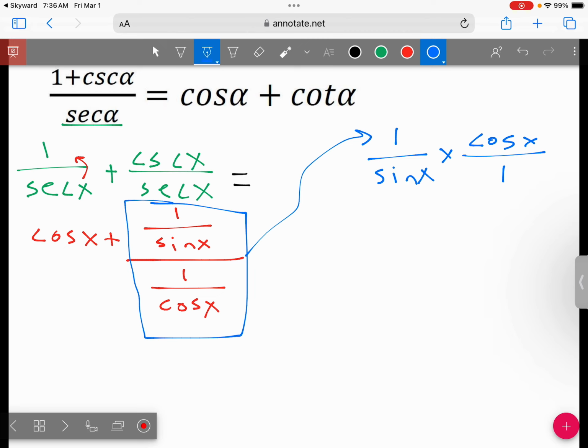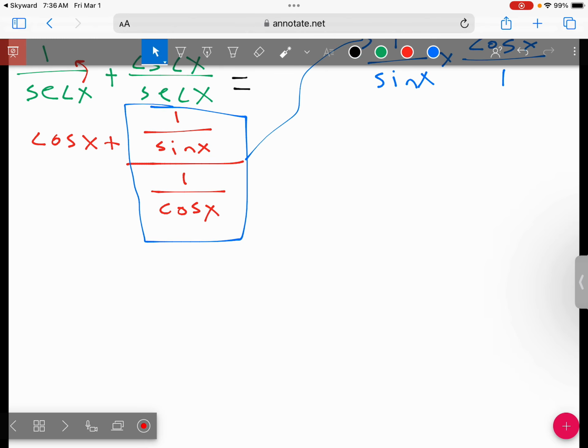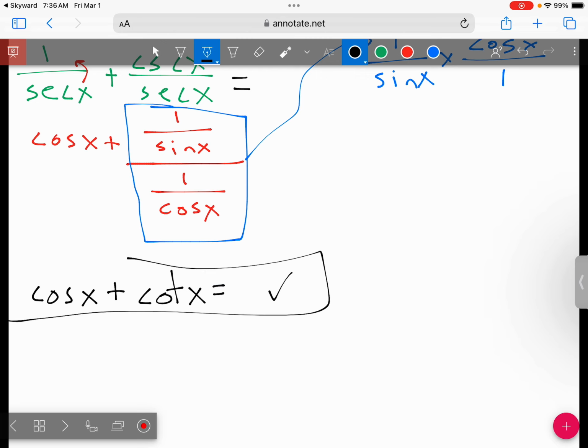What's cosine over sine? Cotangent. It is cotangent. So once we keep, change, flip it, we can feel confident to write as our next step that this is just cosine x plus cotangent x. And that exactly equals the right-hand side. You can circle that and be done.